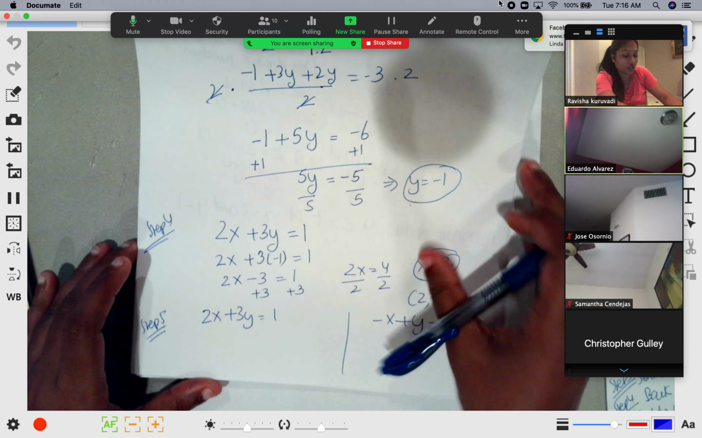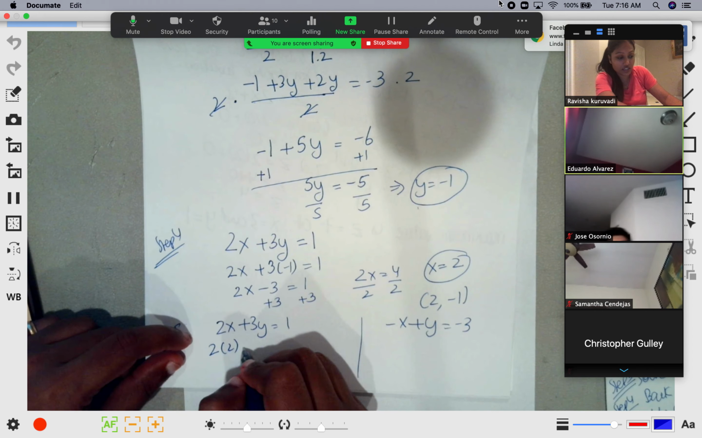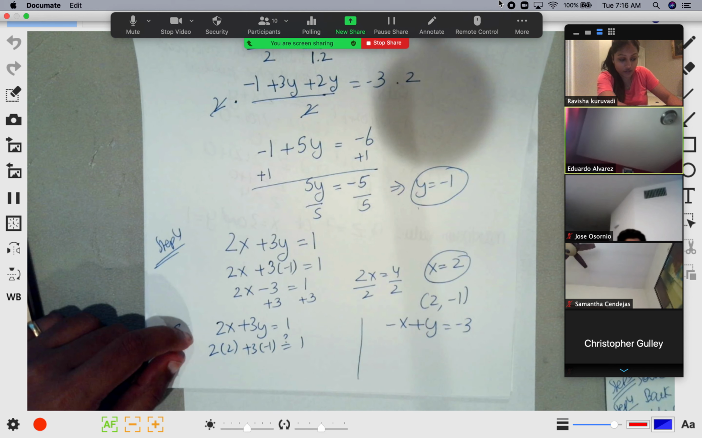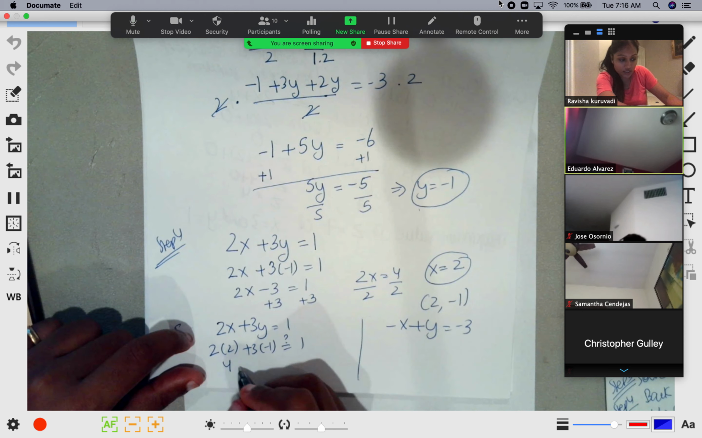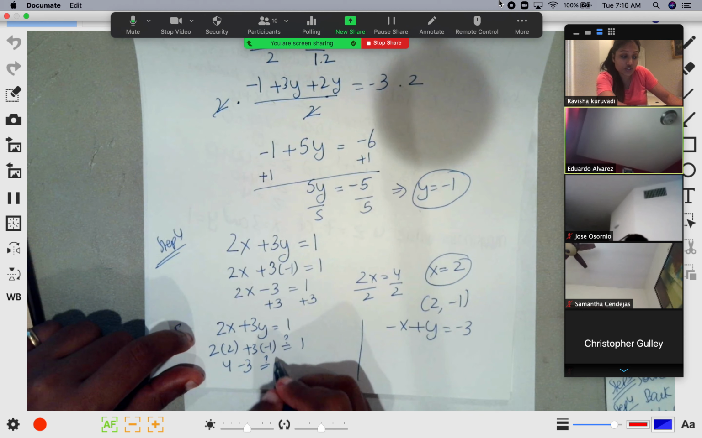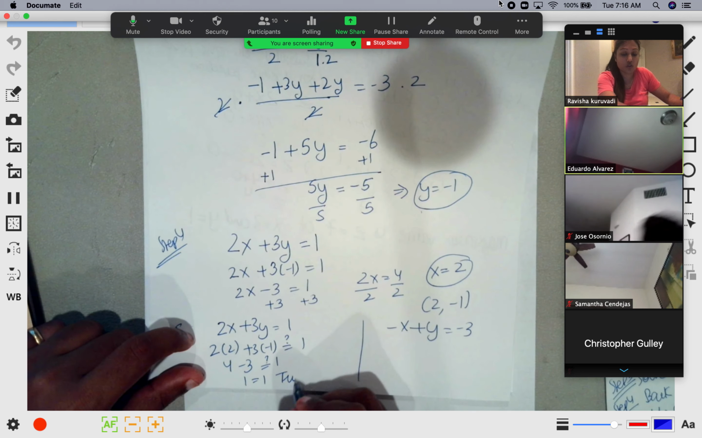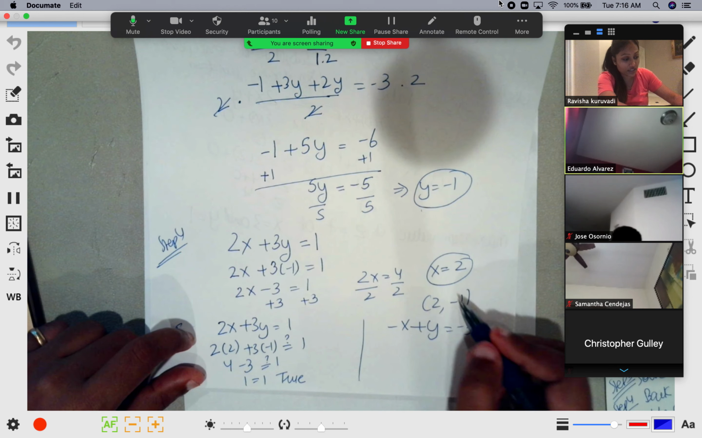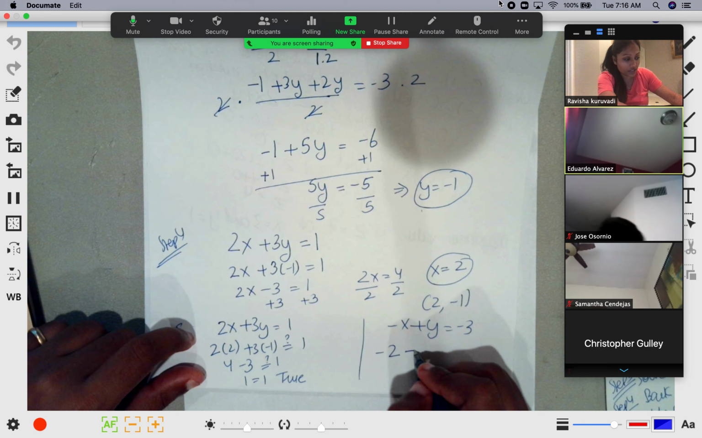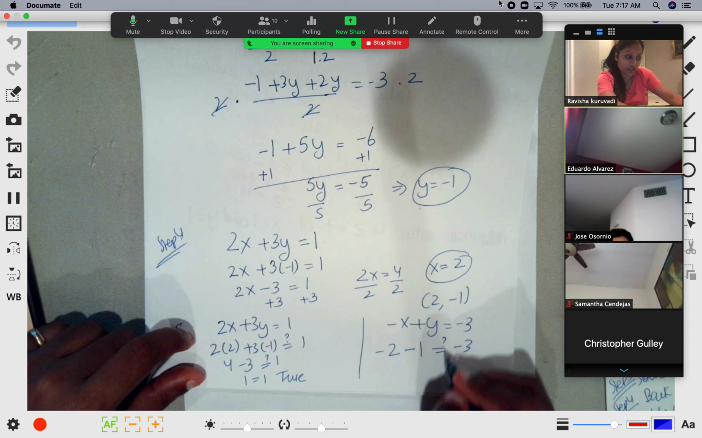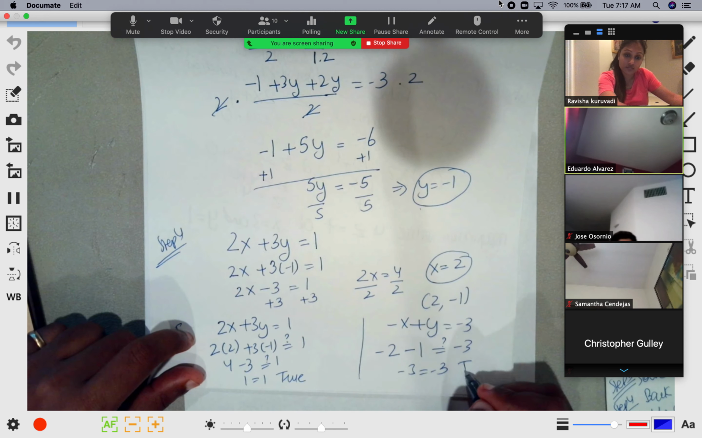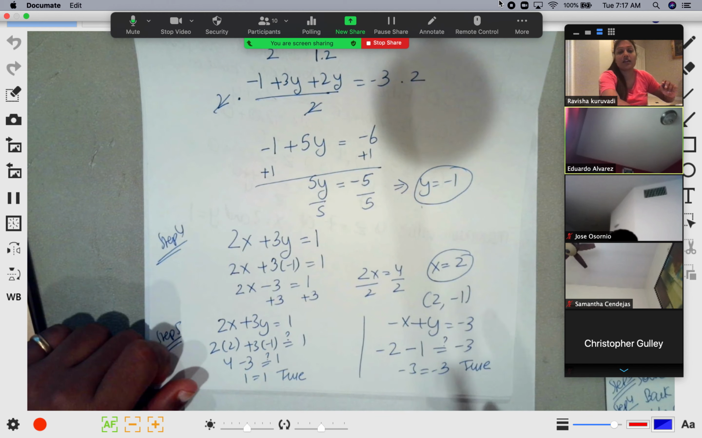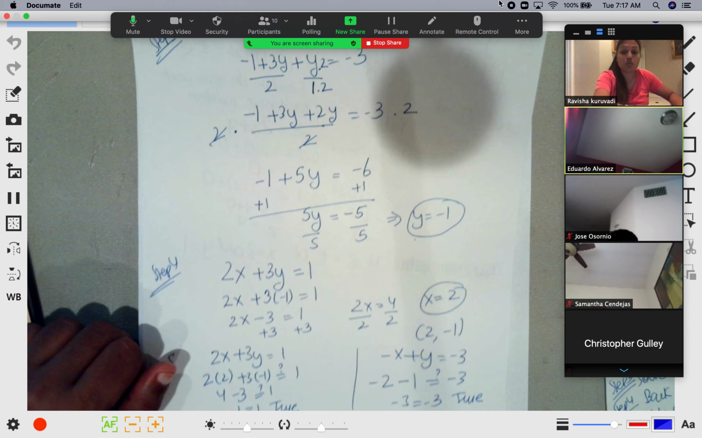When I substitute here 2, what do you get here? 3 times negative 1. It should come out to be equal to 1. Let's check. I don't know, so I'm putting a question mark. You get 4 minus 3, 1 is equal to 1. This is true. So that means so far I'm doing good. Whatever I found is correct. Let's put it in here. So you get negative 2, negative 1 is equal to negative 3. Negative 3 is equal to negative 3. That's also true. Since both of them are true, that means whatever I found is my answer, because it satisfies both the equations.